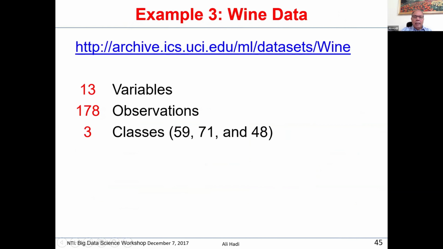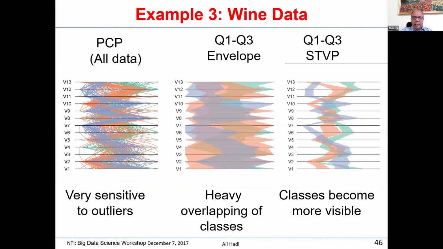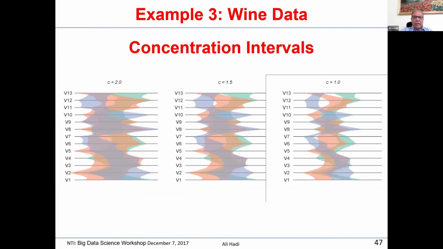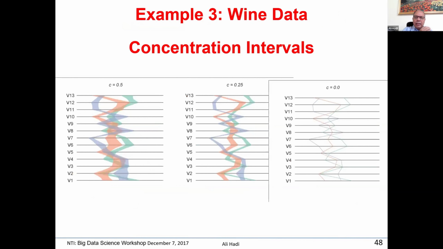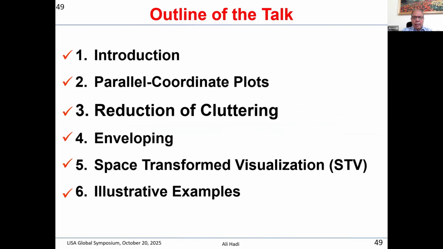So this is for the segmentation data set, and I have 2 minutes left, I guess. Here is another data set which consists of 13 variables, 178 observations, and 3 classes. If you look at these graphs here, you can see the 3 classes very clearly visible.